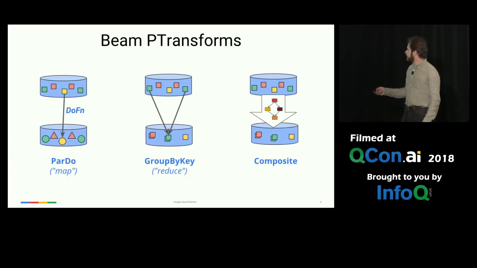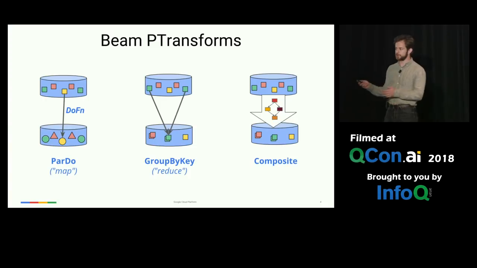So all Beam pipelines are composed of three primitives. There is parallel do, which simply applies a function in parallel to every element. There is parallel group by, that takes a collection of elements and groups them by a key and produces a collection of groups that share the same key. And these can be grouped into higher level abstraction units by composite transforms.